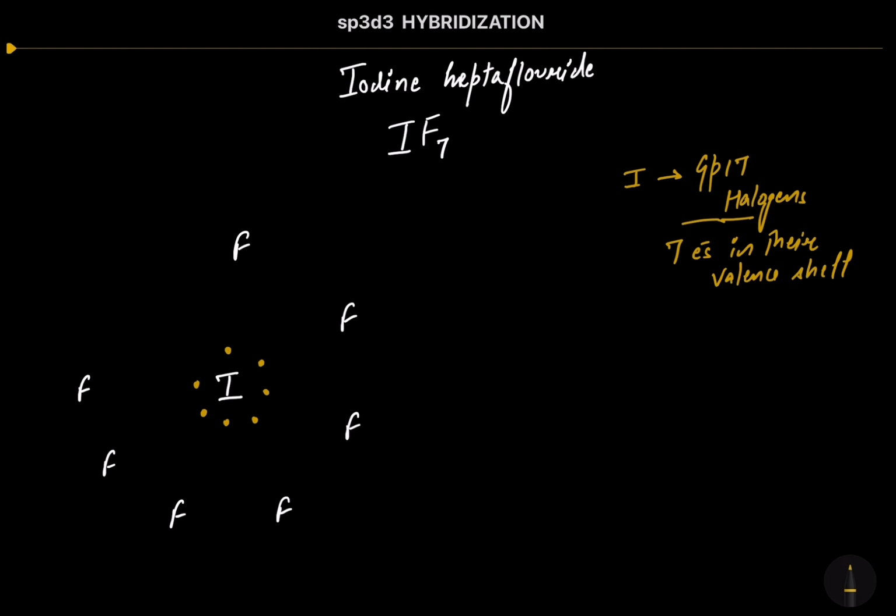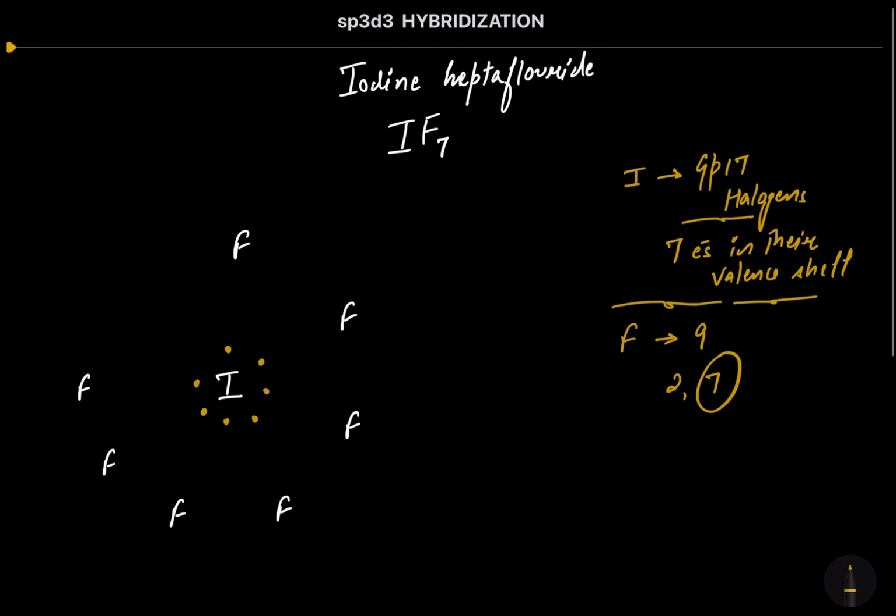Now let's talk about the fluorine. The fluorine has an atomic number of 9, and fluorine is also a halogen. So its electronic configuration is 2, 7. That means fluorine is also having 7 electrons in its valence shell. So let's mark 7 electrons around all the fluorine atoms in the Lewis structure. So I'm talking about the first fluorine now. That's the first electron, second, third, fourth, fifth, sixth, and the seventh.